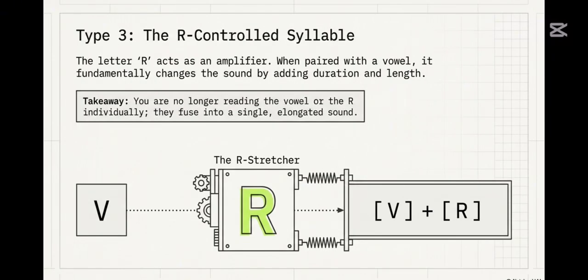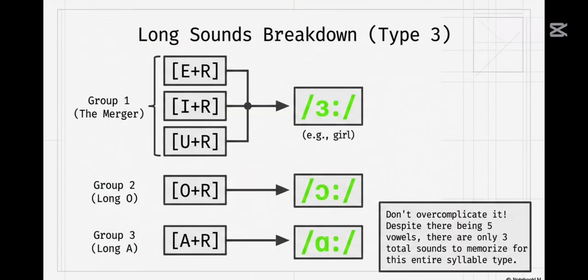An R-controlled syllable is a syllable where a vowel is followed by the letter R. The letter R changes the sound of a vowel, so it doesn't make its usual short or long sound. For example, E plus R, I plus R, and U plus R give the same sound. For example, girl, bird, turn. Then O plus R gives us long O, for example in the word fork. Then A plus R gives us long A, as in the word car.